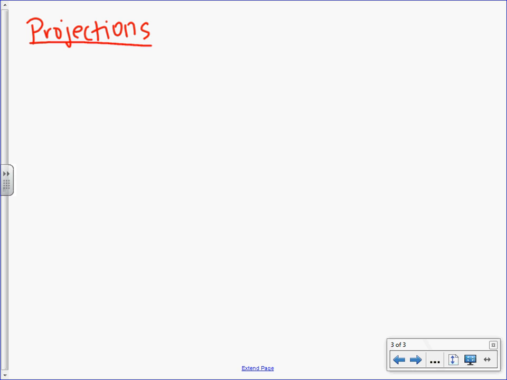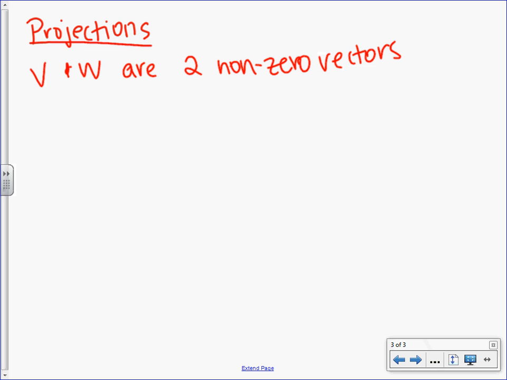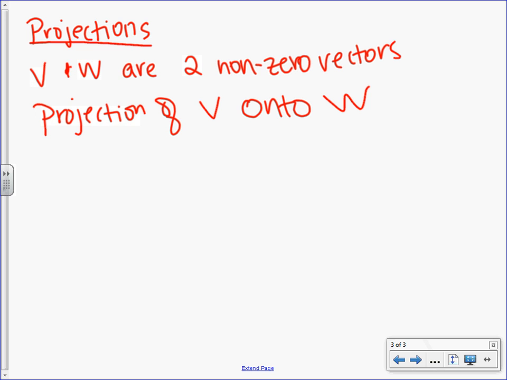What about, okay, V and W are two non-zero vectors. Then the projection of V onto W is the dot product over the magnitude squared times W.